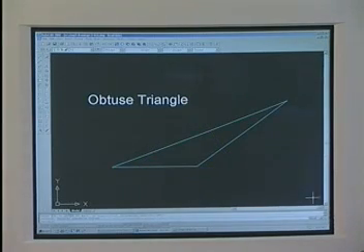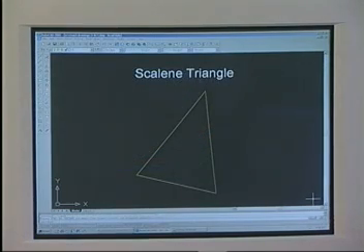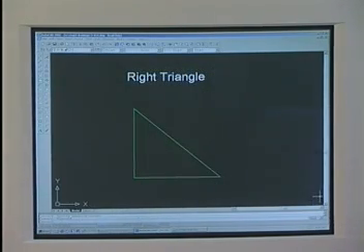Obtuse triangles have at least one angle which is greater than 90 degrees. Scalene triangles have no 2 sides or angles that are equal. A right triangle has one angle that is exactly 90 degrees.